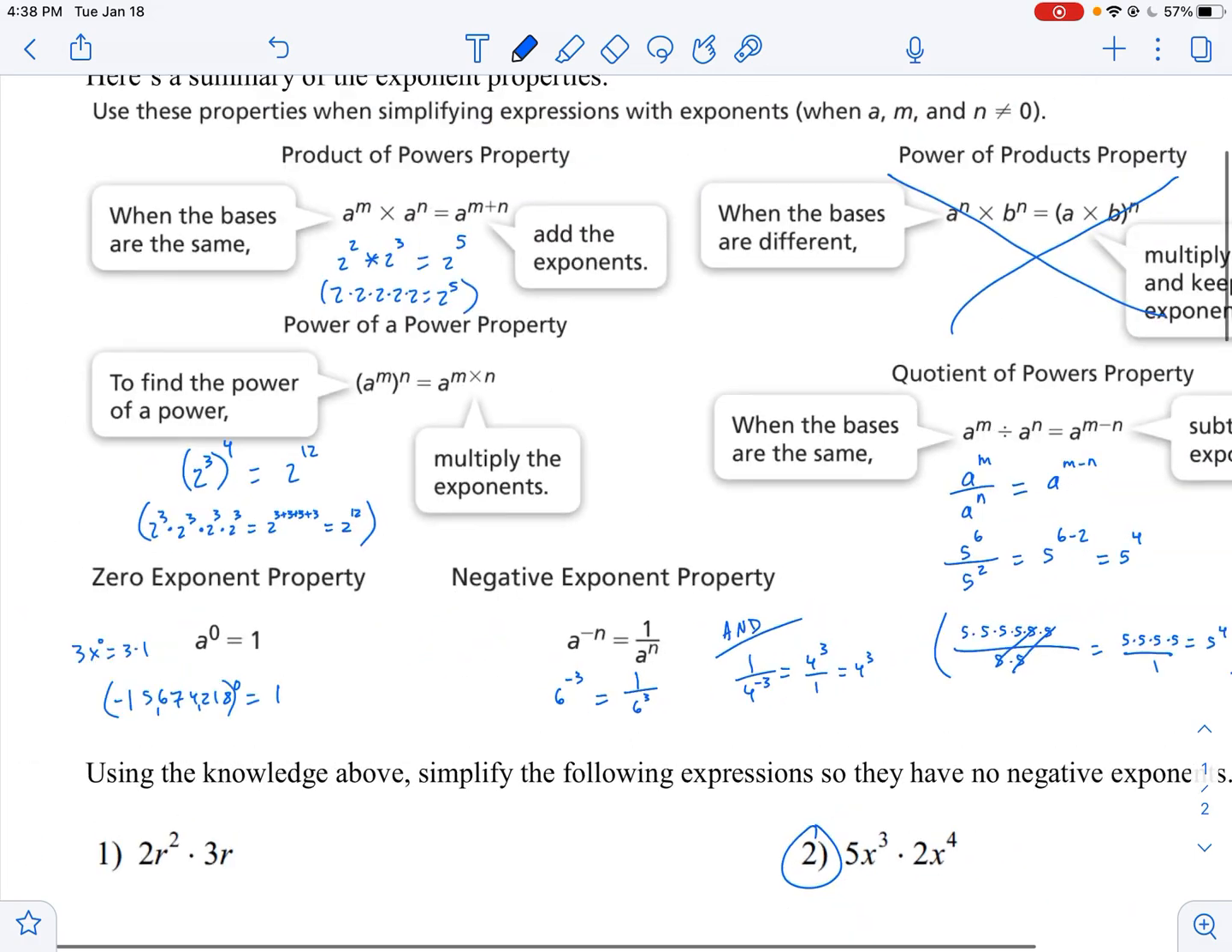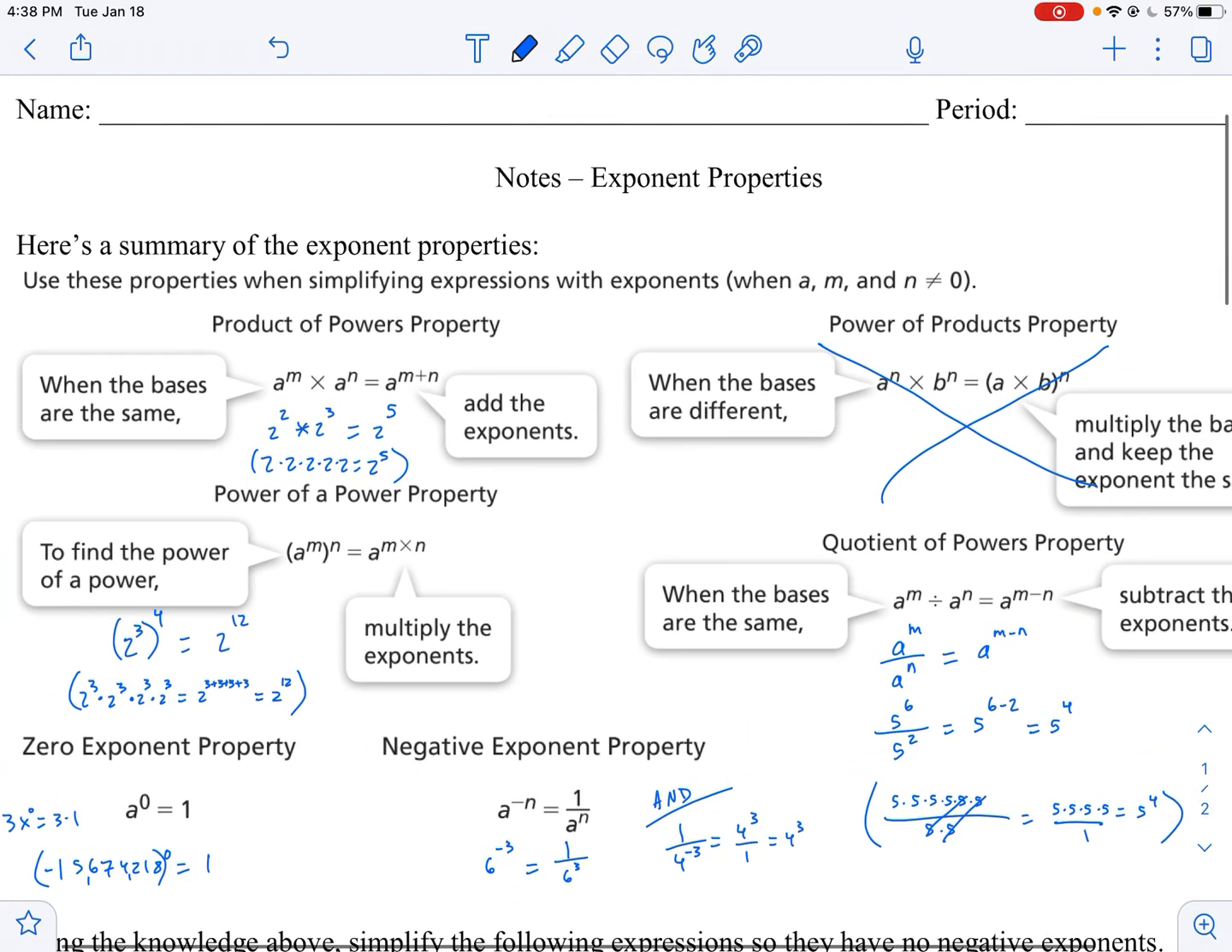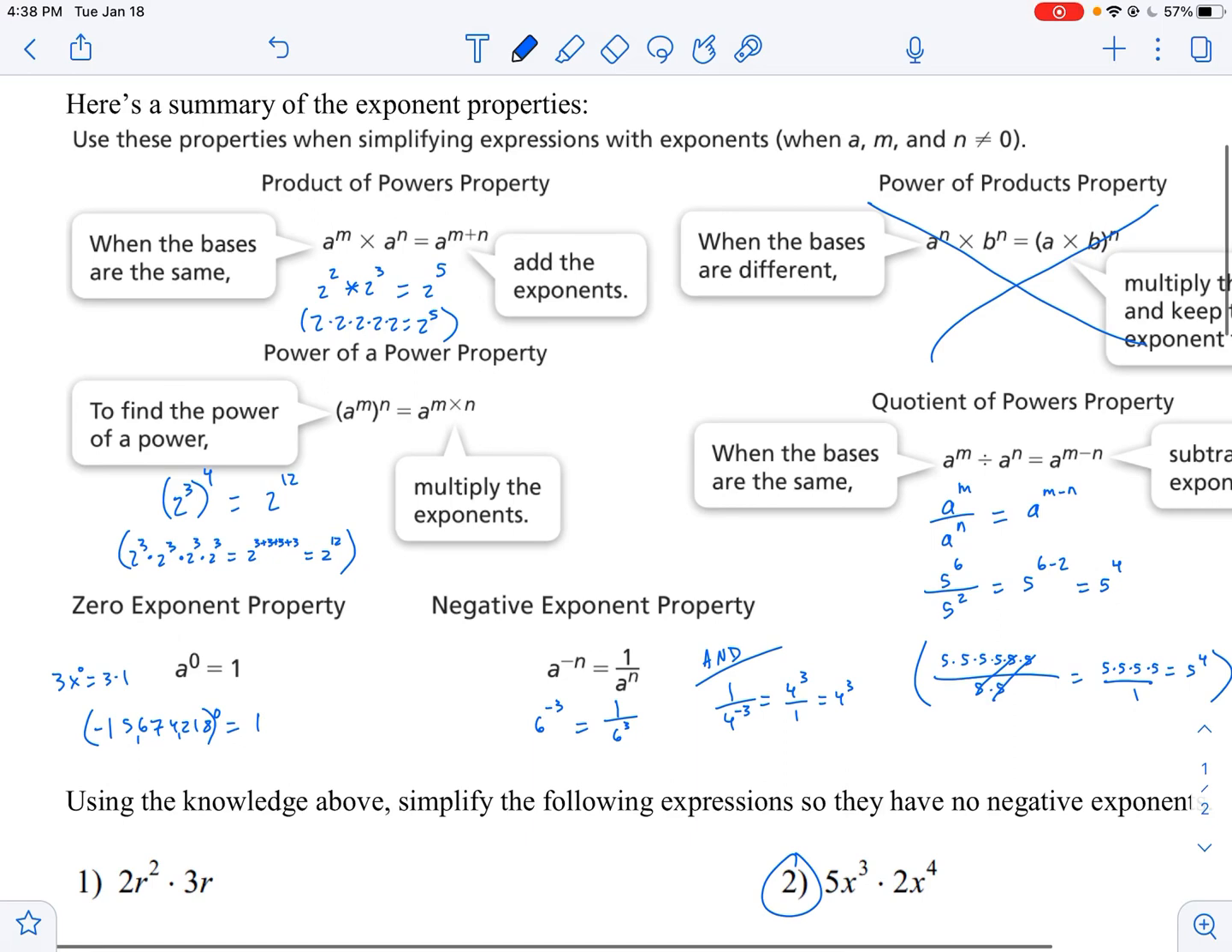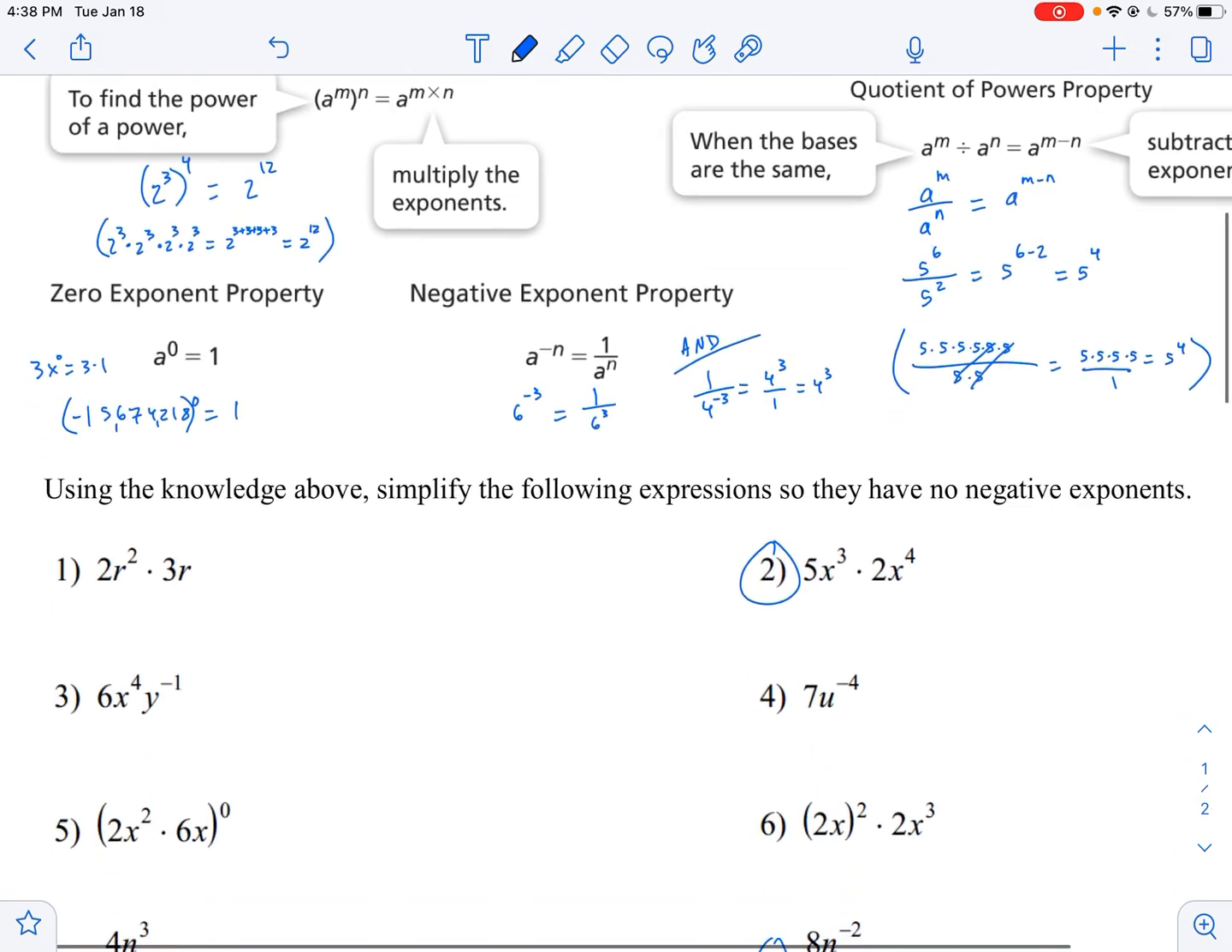So there you go. A whole bunch of different properties. If they have the same base and you're just multiplying, you add the exponents. If you have a power to a power, you have to multiply them. If you're dividing them, you have to subtract exponents. And anything to the 0 is 1. And then if you have a negative exponent, it goes on bottom, or if it's already on bottom, it goes on top of the fraction. So we're going to use all these properties to simplify things down.